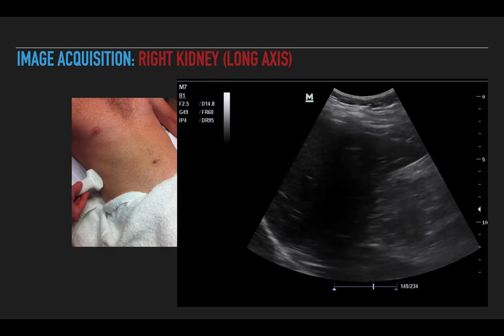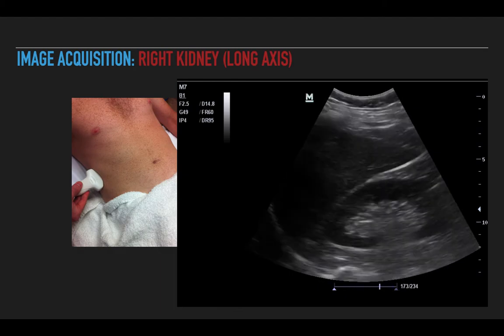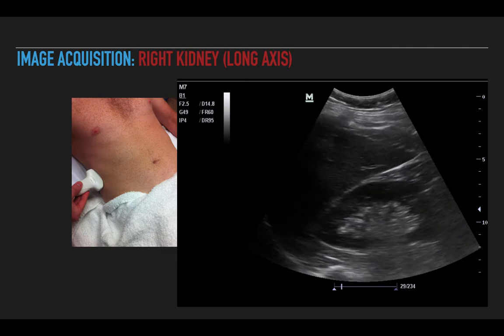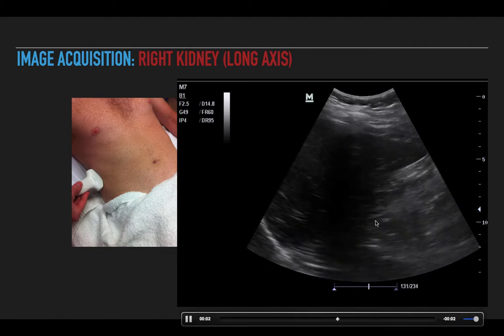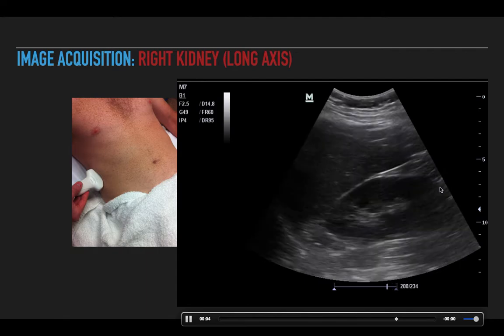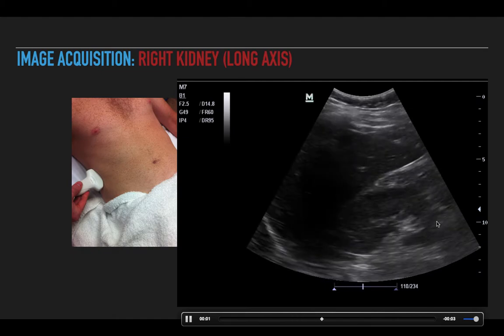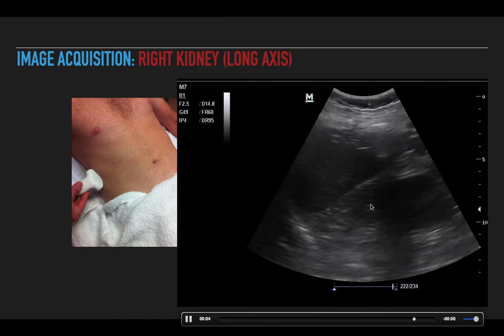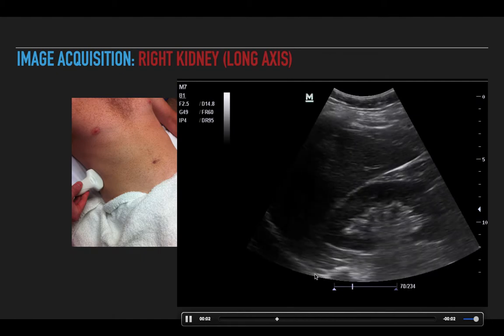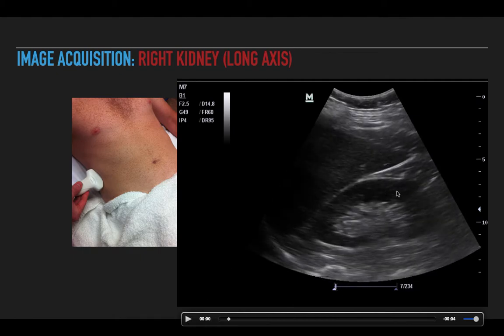So let's look at a live video of this. What we see here is someone fanning through the kidney, and you appreciate the fascia around the kidney. You're looking at the superior pole of the kidney as well as the inferior pole, and you are appreciating the renal parenchyma. Let me pause this. The renal parenchyma as well as the hilum of the kidney, like we talked about. You're getting an entire view of the kidney, which is the most ideal way to visualize it. So this is your right kidney in long axis.